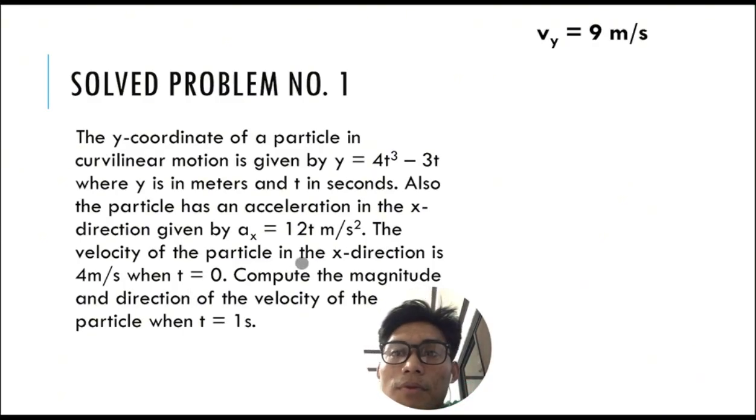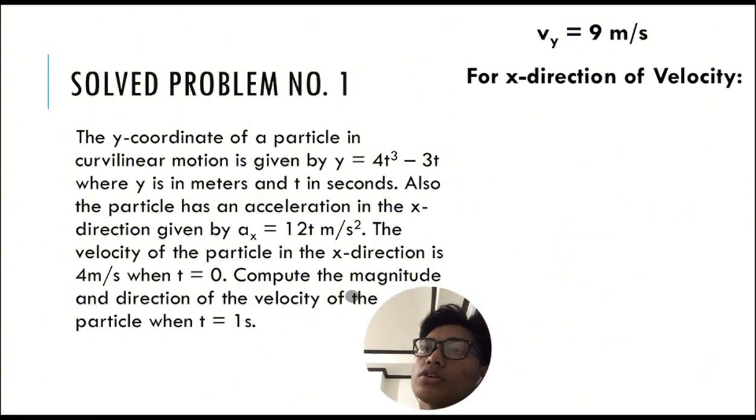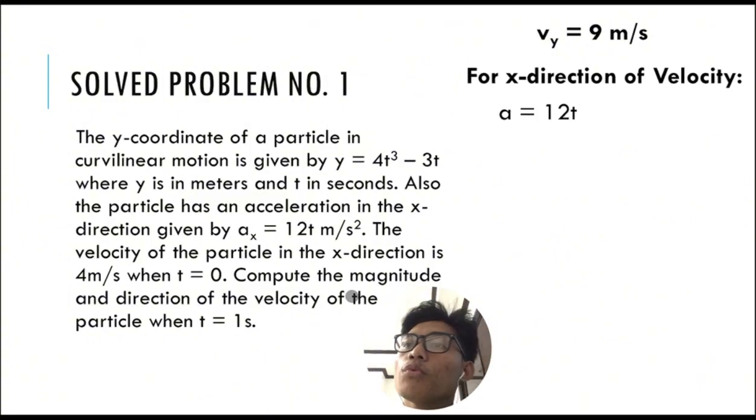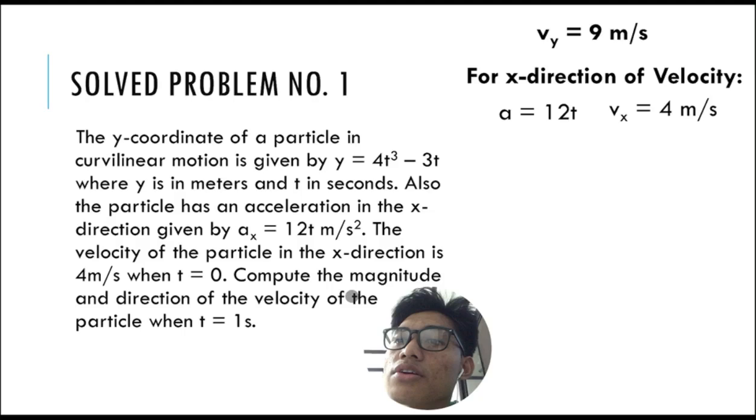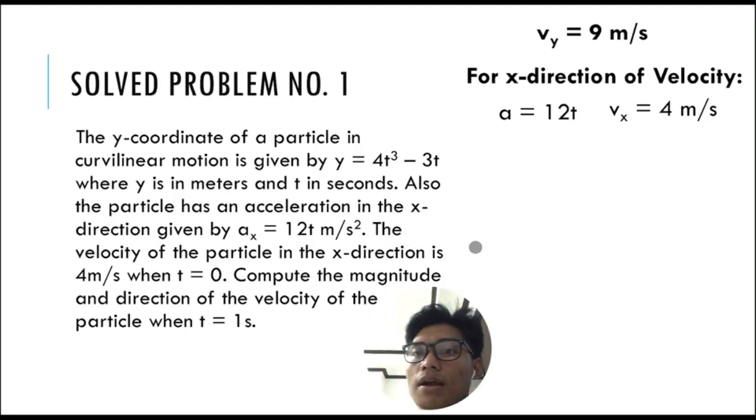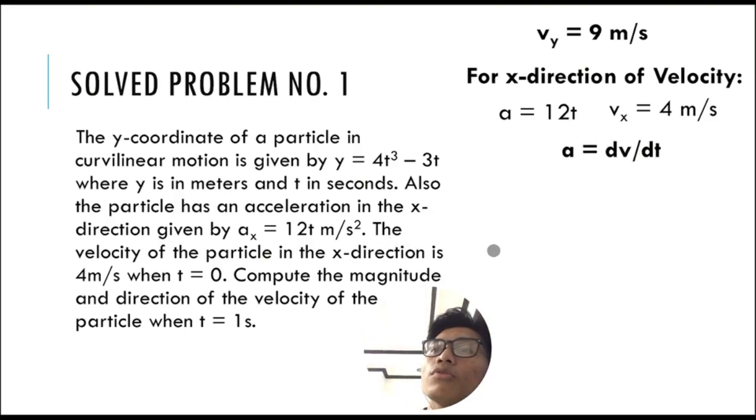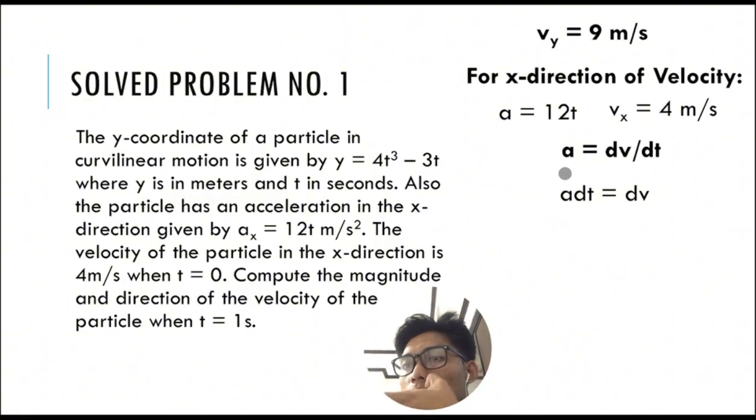Sabi, the velocity of the particle in the x direction. So, x direction the velocity. So, ito yung A natin. And meron tayo, final na ba to? Tingnan natin kung final na natin yan. Analyze lang natin yung problem. Okay, so we all know that acceleration is equal to derivative of velocity with respect to time. So, nag-cross multiply ako dito, at pwede natin i-substitute yung 12t dito sa A. Meron tayong 12t dt is equal to dv.